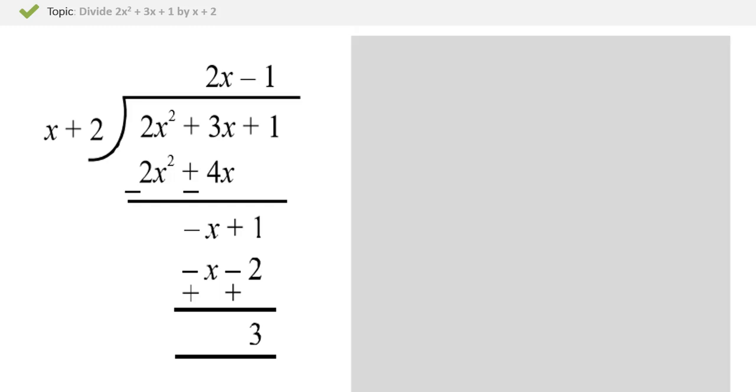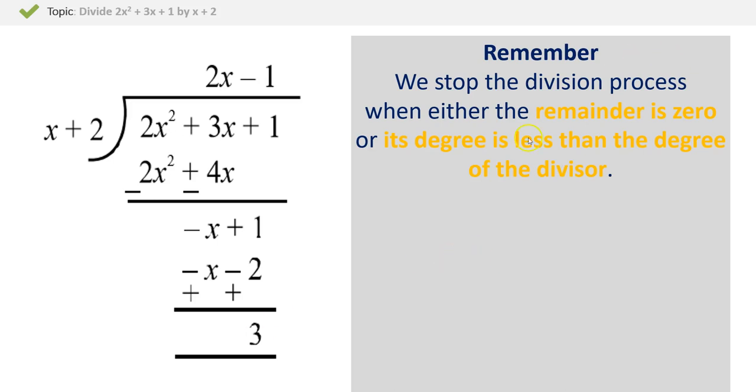Why? Remember, we stop the division process when either the remainder is 0, which in this case it is not, or its degree is less than the degree of the divisor. What is the degree of the term which is left? 3. It's 0, right? And what is the degree of your divisor? It's 1. Since the degree of the remainder is less than the degree of the divisor, we will stop the process.